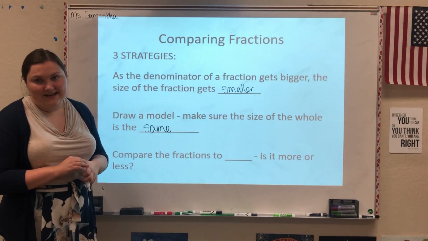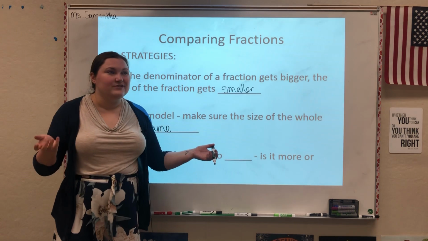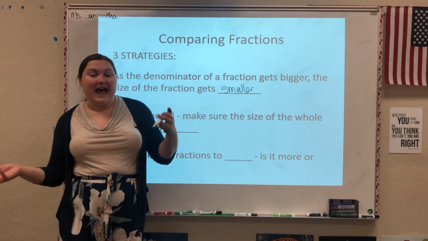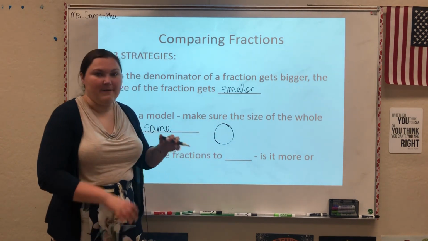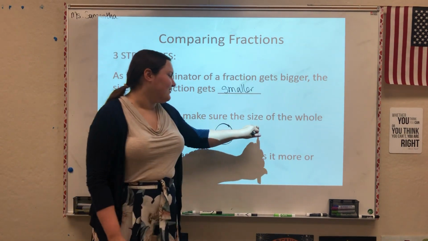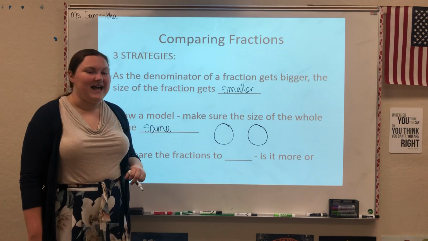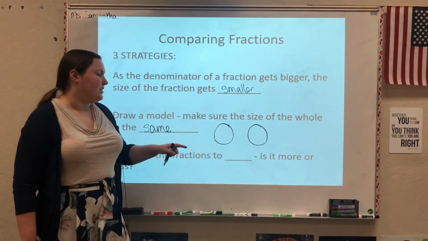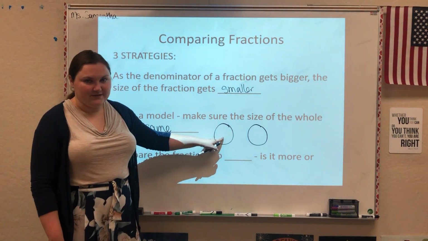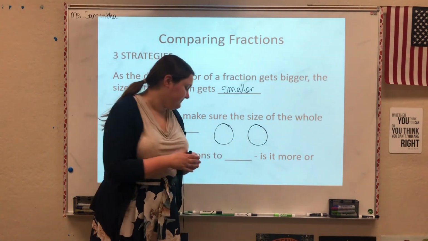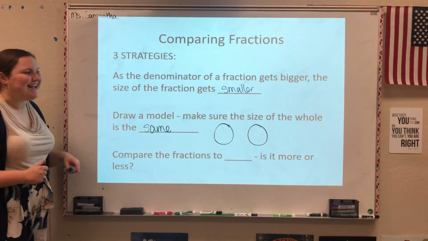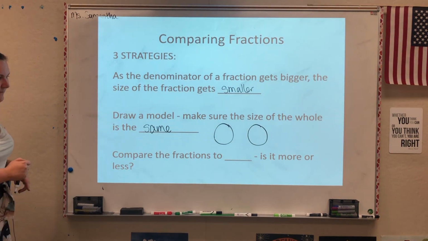What I mean by that is, if I wanted to draw 2 pictures to help me figure out which one's bigger, 1/2 or 1/4, if I'm using a circle for my picture, I need to make sure the circle is the same size for both fractions. I'm going to draw 1/2. The circle for 1/2 needs to be the same size as the circle for 1/4. That's what we mean by the size of the whole is the same.